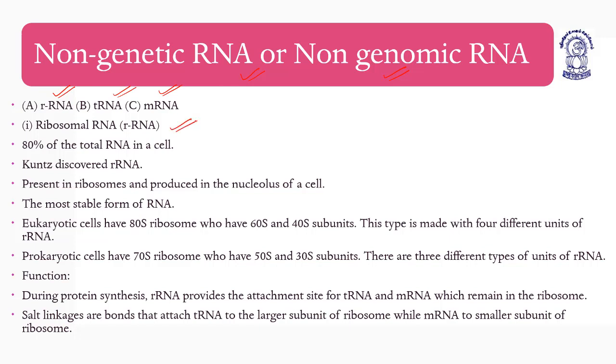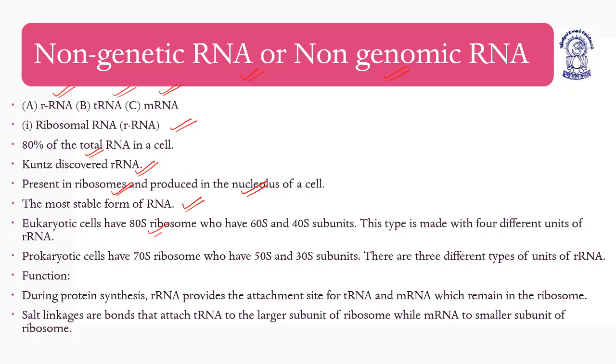First is ribosomal RNA, also known as rRNA, which is 80% of the total RNA in the cell. Of the total amount of RNA present in the cell, 80% is ribosomal RNA. Kunz discovered rRNA for the first time. It is present in ribosomes and produced in the nucleus of the cell. These rRNAs make ribosomes. This is the most stable form of ribonucleic acid.